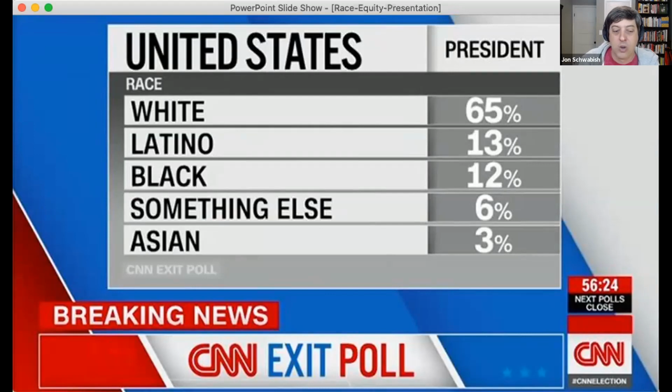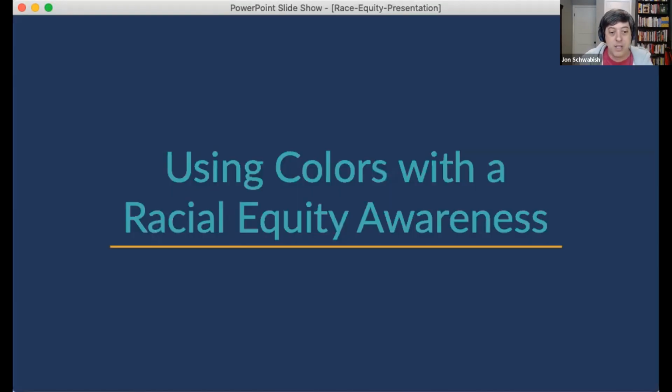I think we can all agree that this table from CNN is the absolute wrong way to do it. White, Latino, Black, something else. I think we can all agree that we definitely want to refer to people and not as objects. So this is the worst way to do it.